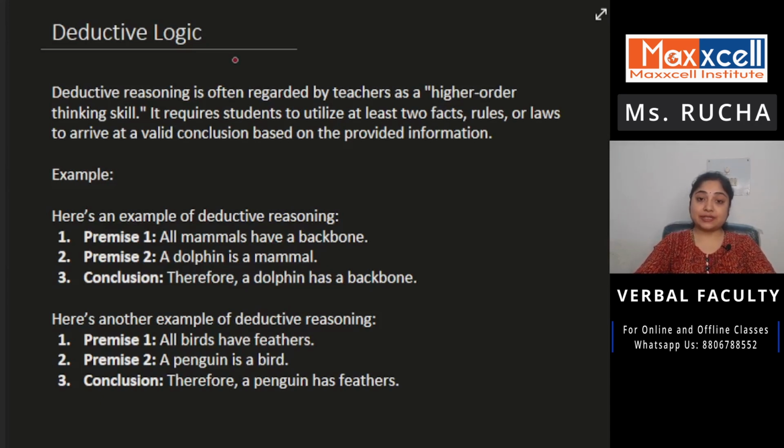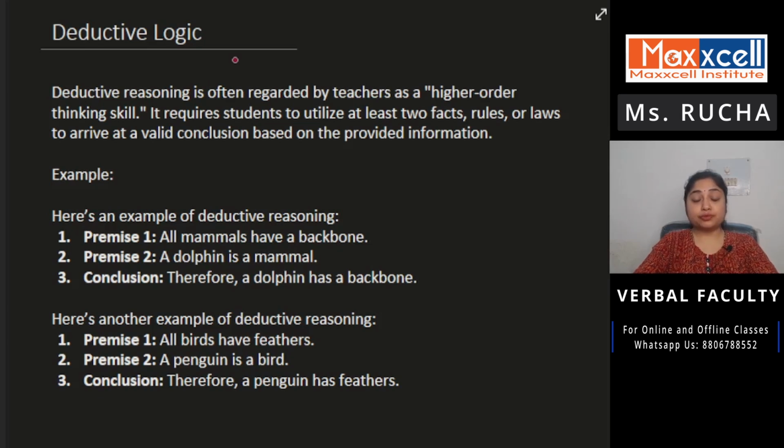As MBA entrance exam season is approaching, I'm pretty sure you guys must have started your preparation tooth and nail. Maxxcell is here to help you with your preparation. If you have analyzed the previous year's question papers, you must have realized one thing, that these question papers are heavily dominated by RCs, that is reading comprehension. And if you really want to score good in reading comprehension, your logic and reasoning must be very sharp.